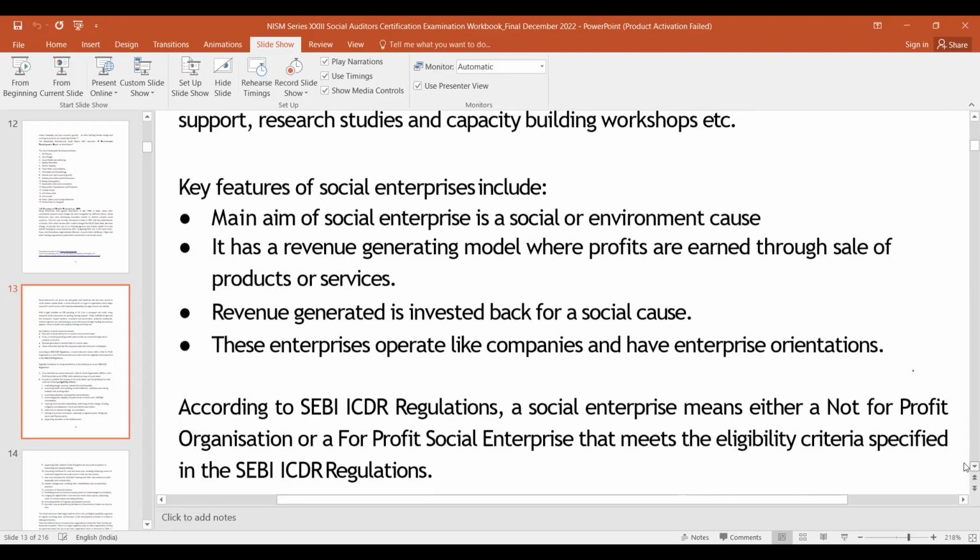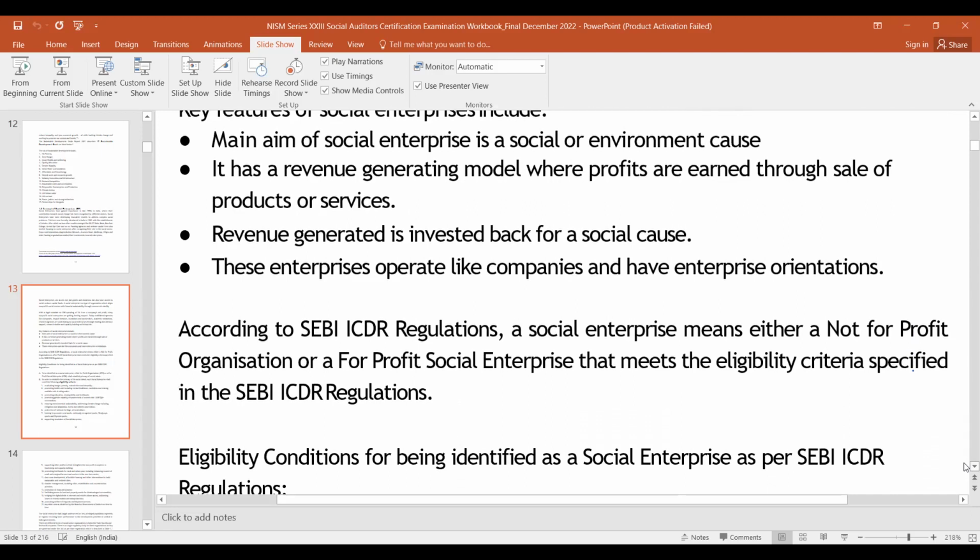Now, according to the SEBI ICDR regulations, ICDR meaning Issue of Capital and Disclosure Requirement Regulations, a social enterprise means either a not-for-profit organization or a for-profit social enterprise. So both types of organizations are covered, not-for-profit and for-profit social enterprise also, that meet the eligibility criteria specified in the SEBI ICDR regulations.